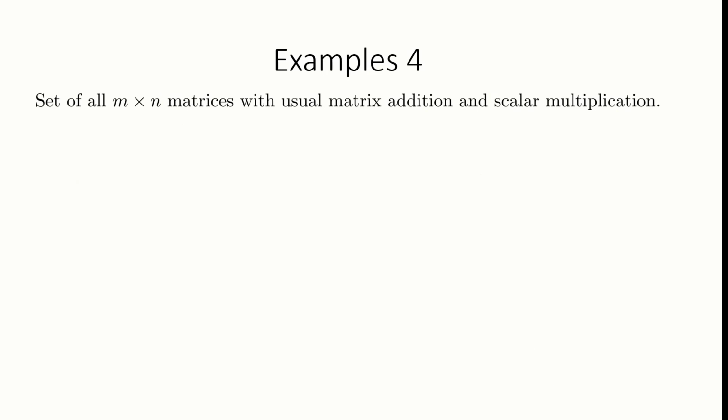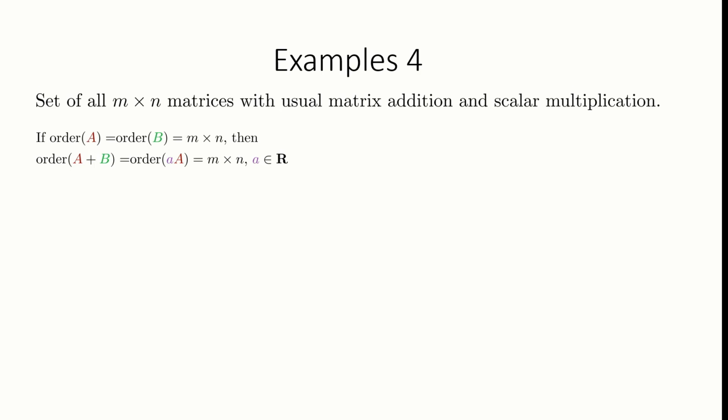In this example, the vector space consists of matrices of order m cross n. All the matrices with m rows and n columns are vectors in this vector space. The set is a vector space over the field of real numbers with usual matrix addition and scalar multiplication. If A and B are any two matrices of order m cross n, the order of A plus B as well as the order of scalar multiple of A is again m cross n. So the set is closed under vector addition and scalar multiplication.